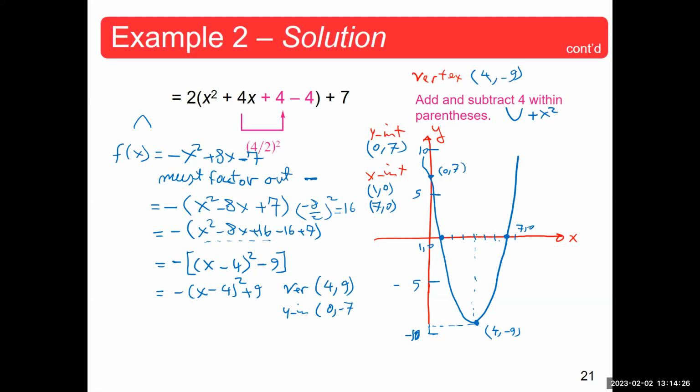So the vertex now is 4 comma 9. 4 comma 9. This is the y-intercept, 0 comma negative 7. This is the same as the x-intercept, so the function should be drawn like this. Just flipped upside down because we put a negative sign in front of it. Okay.